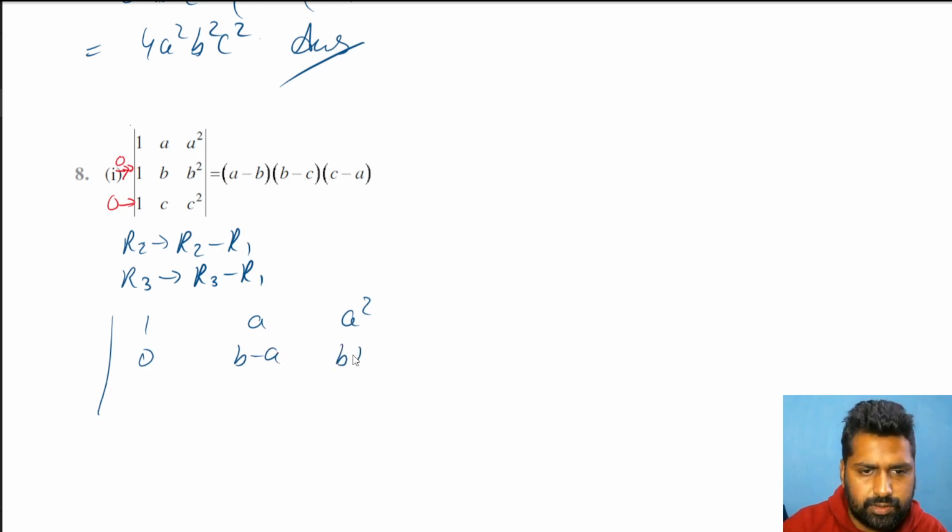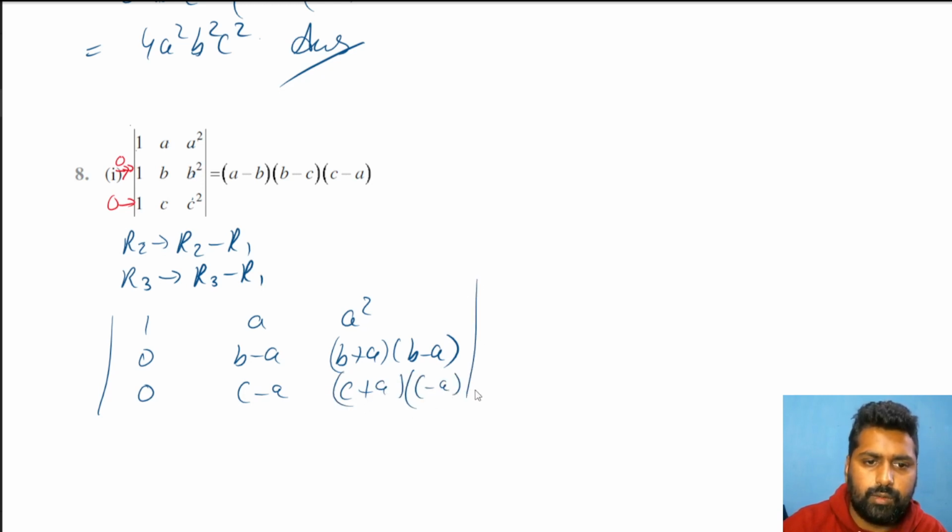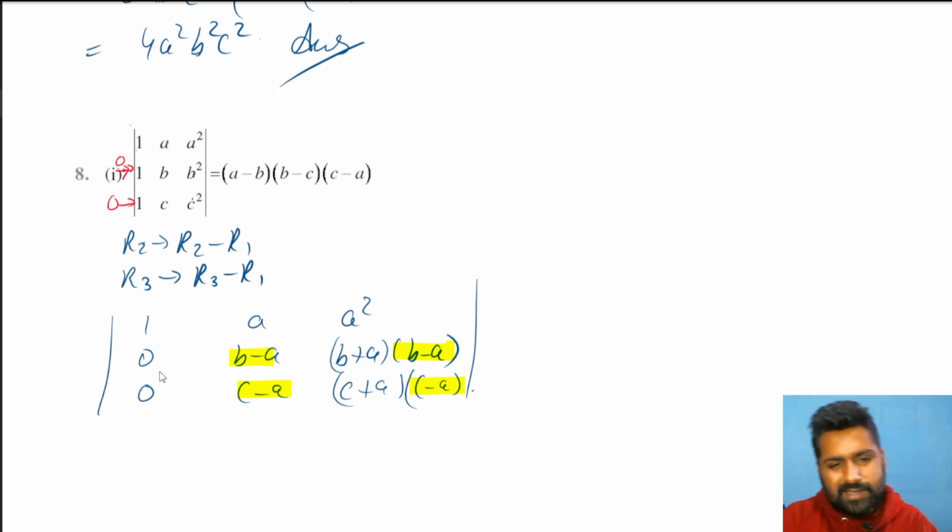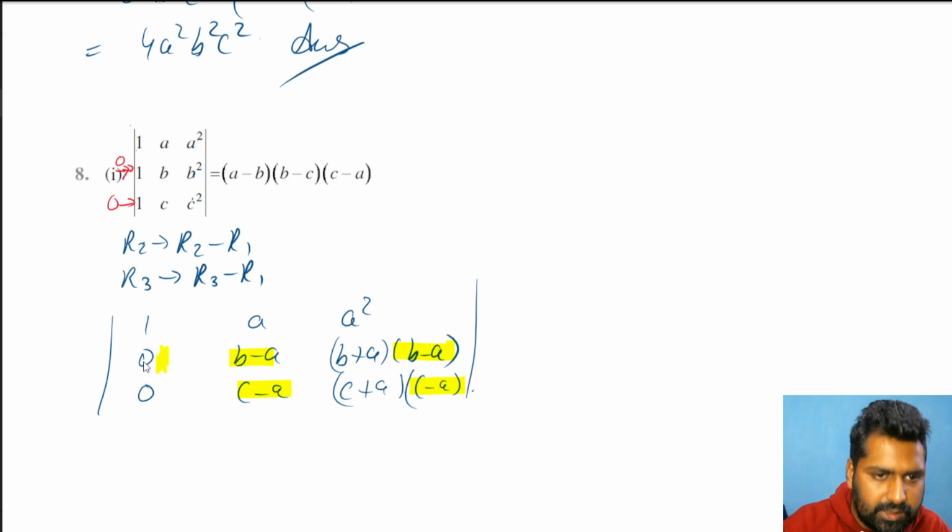So I'll use the property also, b plus a, b minus a, skipping one step. C for third row, 1 minus 1 is 0, c minus a, c square minus a square will become c plus a, c minus a. Why do I use this? Because now we can take common b minus a, c minus a. We can take anything common from 0, because I can write this as 0 into b minus a also. So I can take anything common from 0.